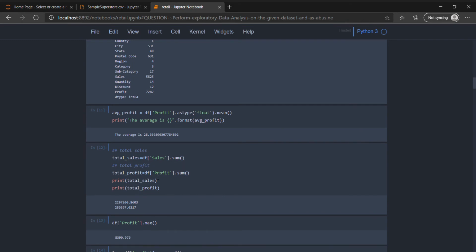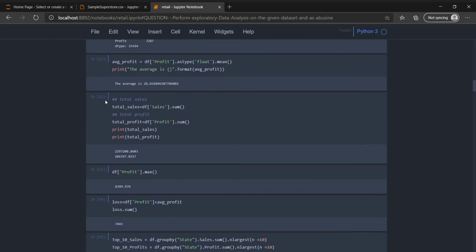So what I've done is I found the average profit, which comes to around 28, and now I've taken the total sales and the total profit, which is this much. So here you can see there's a big ratio. The amount of sales is pretty high, but the profit is not in accordance with it. It is very low. It is a pretty good amount, but it is not in accordance with the number of sales happening in the company.